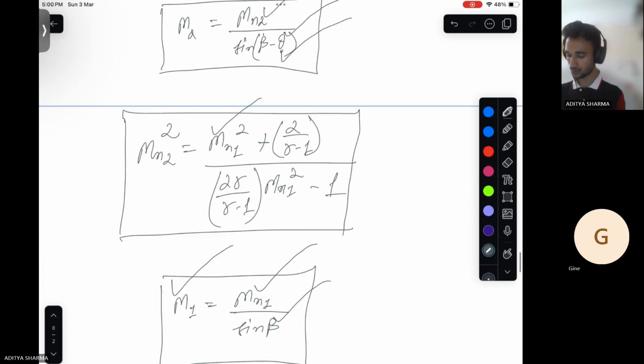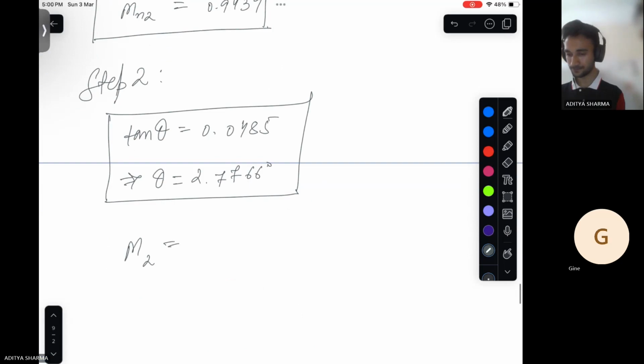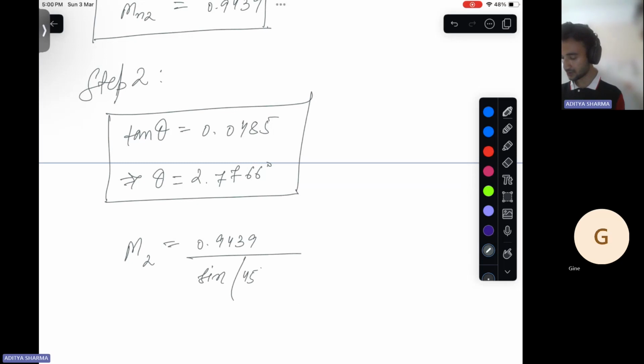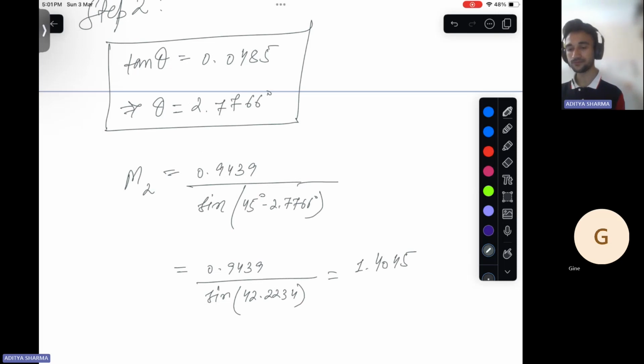M2 is Mn2 by sine of beta minus theta, right? Mn2 is 0.9439. Sine of beta minus theta is sine of 45 degrees minus 2.7766 degrees, right? So which is 42.2234. So it comes out to 1.4045. All right.